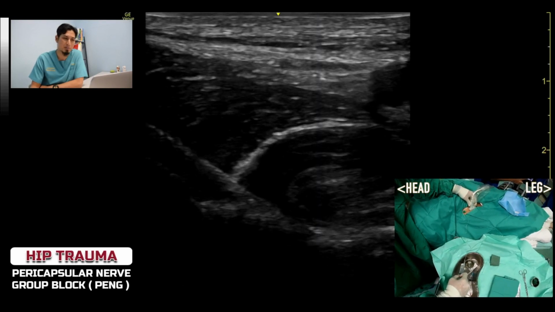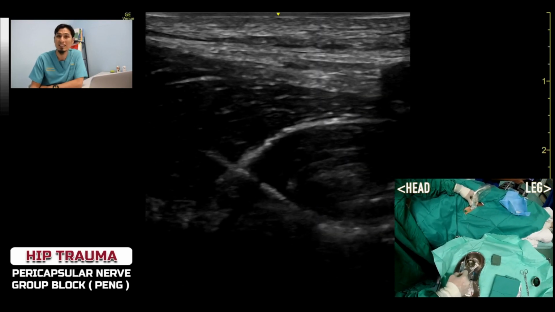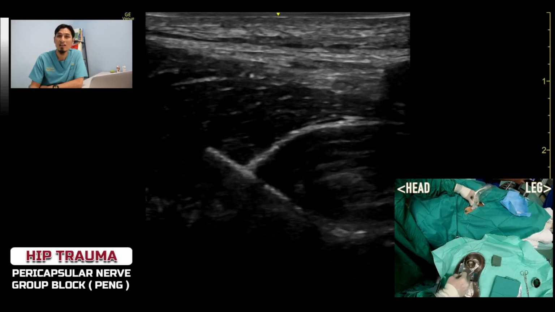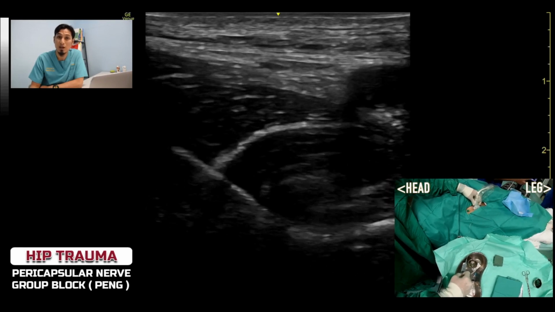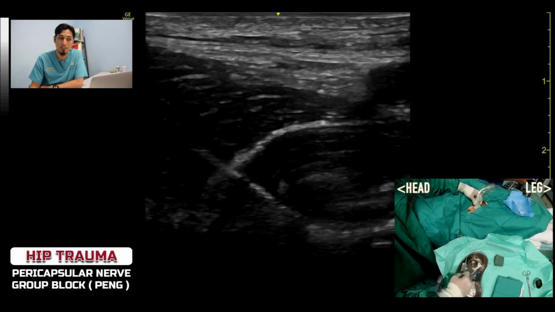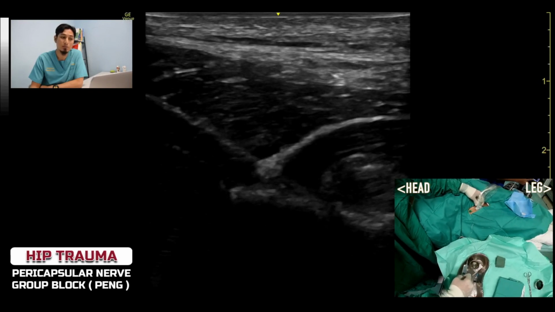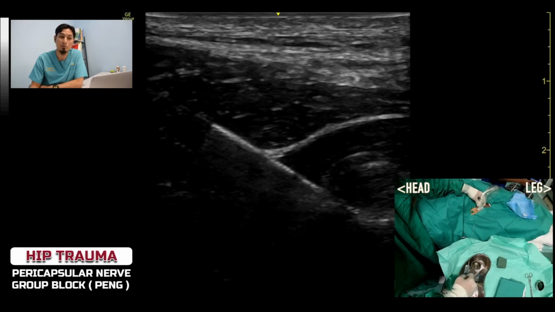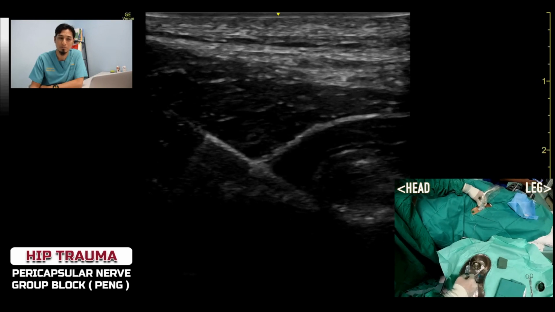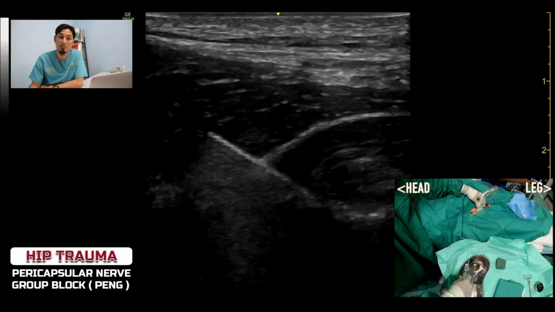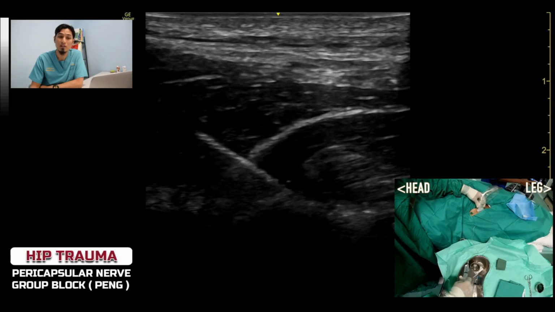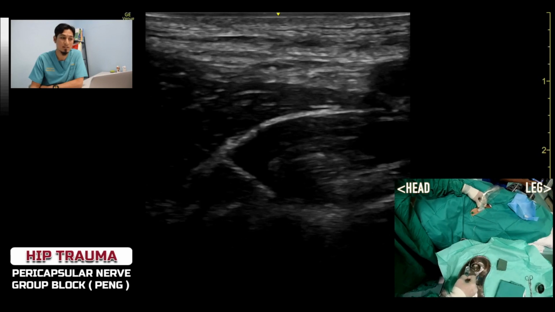We also can purposely advance the needle and hit the iliopubic eminence. Then we withdraw our needle by 1 to 2 mm. Deposit our local anesthetic between psoas tendon anteriorly and pubic ramus posteriorly. We inject ropivacaine 0.2%, 20 to 40 mL in this plane.